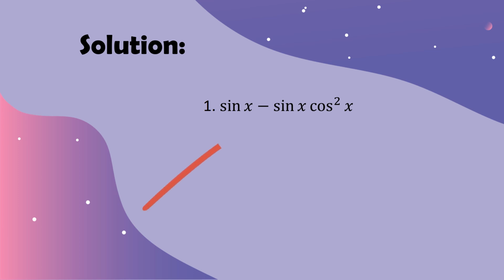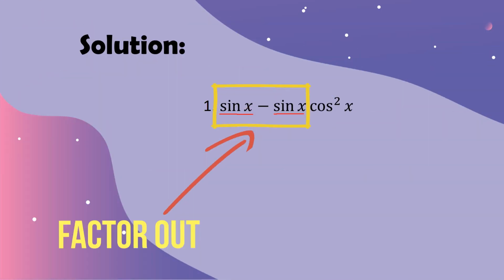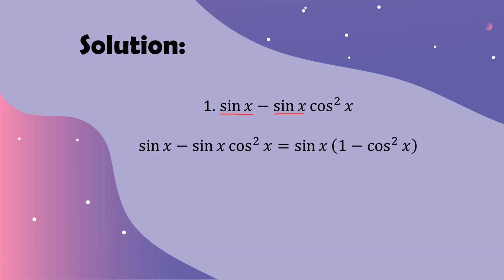You would notice may minus sign ka dito, 'di ba? And may sin x ka dyan sa unang term, may sin x ka sa second term. So yung sin x na yan, that is what we call a common factor. So since may common factor natin, pwede natin siyang i-factor out. So after factoring out, we end up with sin x times the quantity 1 minus cosine squared x.